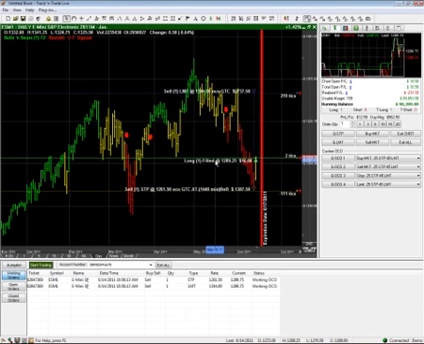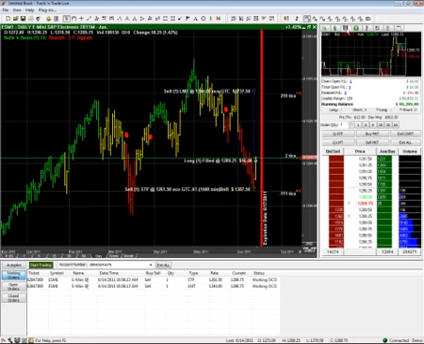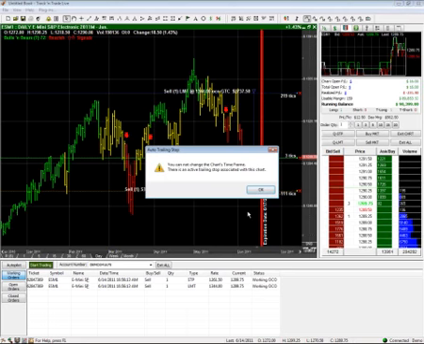All right, getting a little bit low on time. I'm going to go over the DOM real quick, depth of market, and I'll be back again, of course, next class. But let's switch over to the DOM, depth of market, and I'm going to switch down to a smaller time frame. I'm going to switch to a 5-minute.